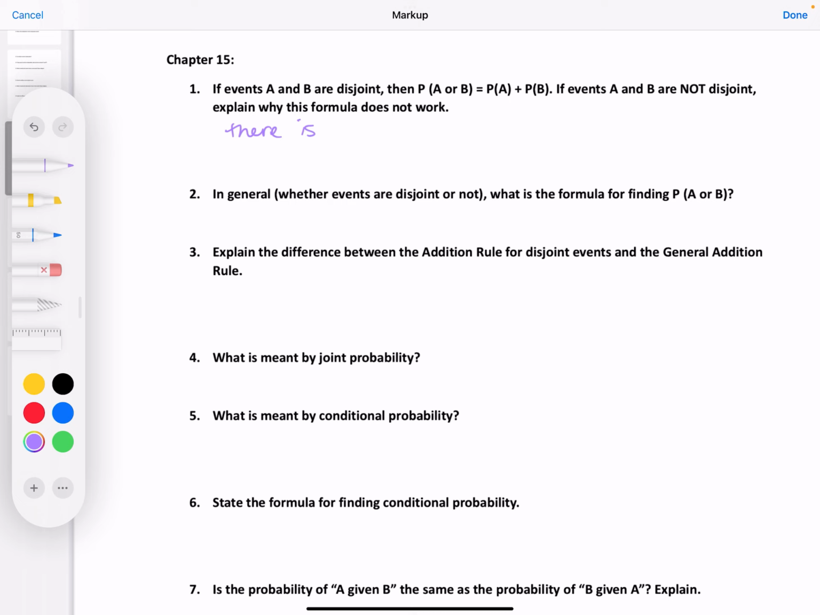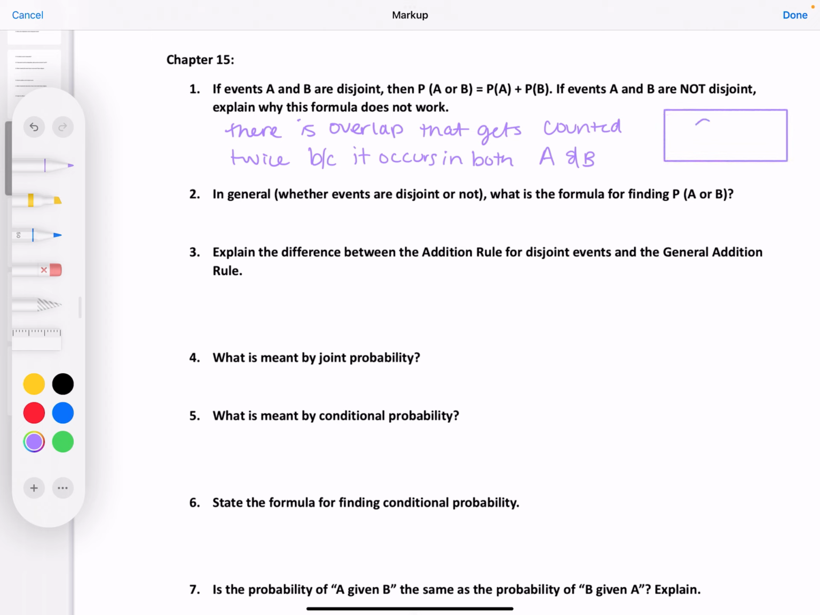So, there's overlap that gets counted twice. Because it occurs in both A and B. So in this scenario, there's this overlapping area in the middle that we have to get rid of. That's why the formula doesn't work.